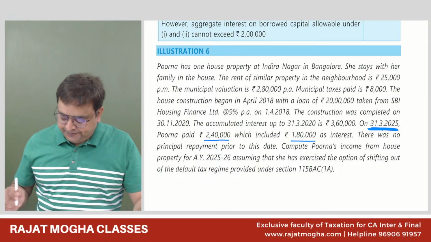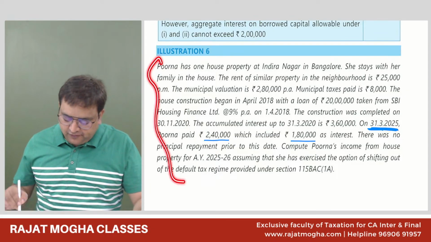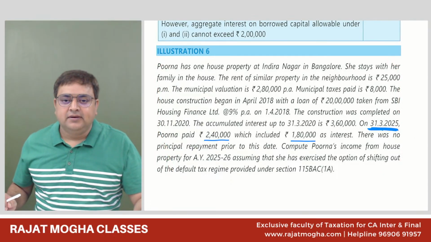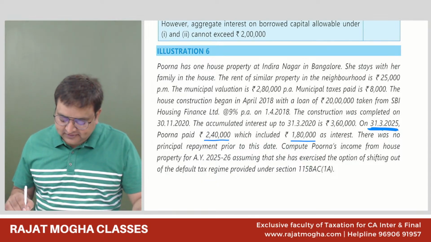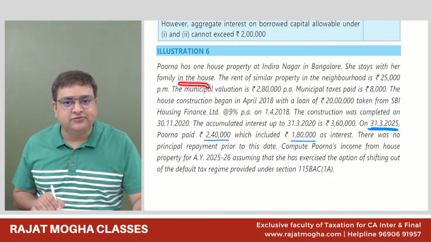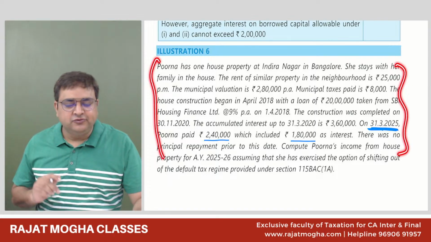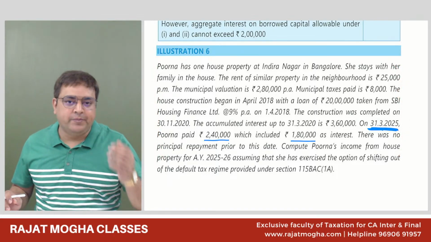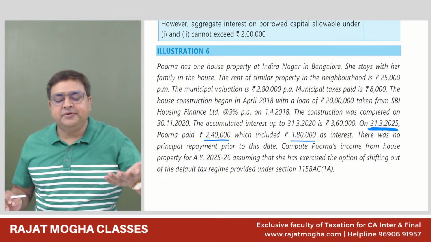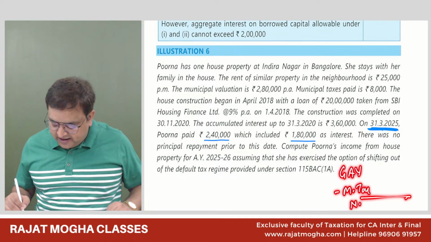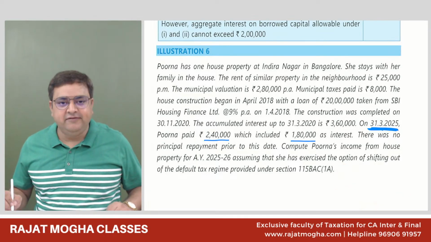Please tell me, was the property let out for any day during the year, or was the property not let out? Not let out. Correct? So she stays with her family in this house, and nowhere it is mentioned that the property is let out. So it means that this is a 100% self-occupied property. For a 100% self-occupied property, we don't take GAV. We don't take municipal taxes paid. We start with, in fact, NAV directly.